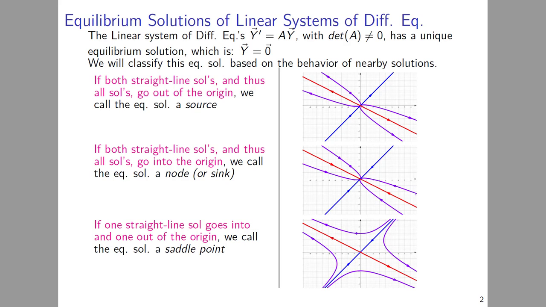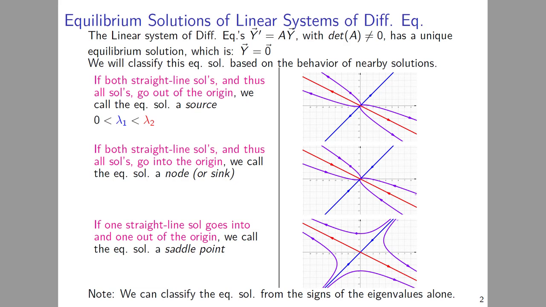But whether the straight line solutions are going in or out of the origin depends on the signs of the eigenvalues. So we can classify equilibrium solutions just from the signs of the eigenvalues. In the first case, where we have a source, lambda 1 and lambda 2 are both positive. When we have a sink, lambda 1 and lambda 2 are both negative.